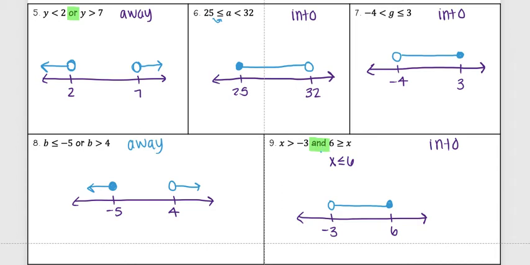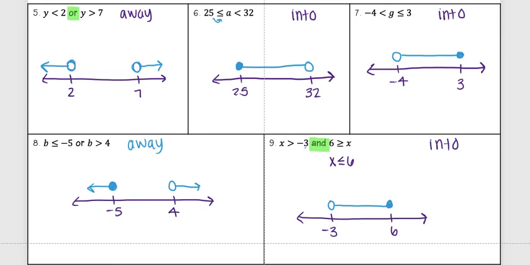So it's okay if it's written a little bit differently and it actually says and there instead of being written like this. It's still going to be the same thing. It's still going to be connected like that. So don't get confused with that and think it's an or and they need to go away. Just know it's still going to be the same thing.